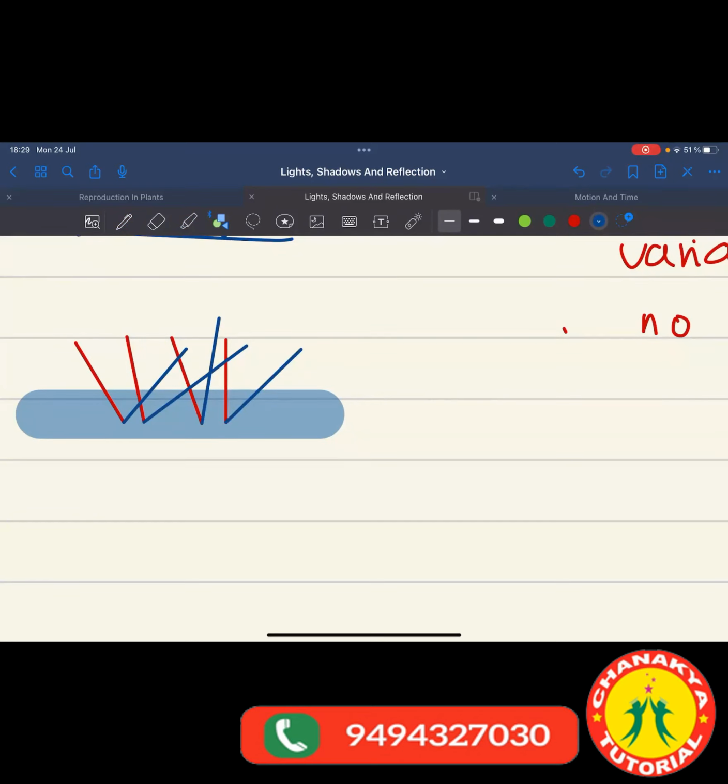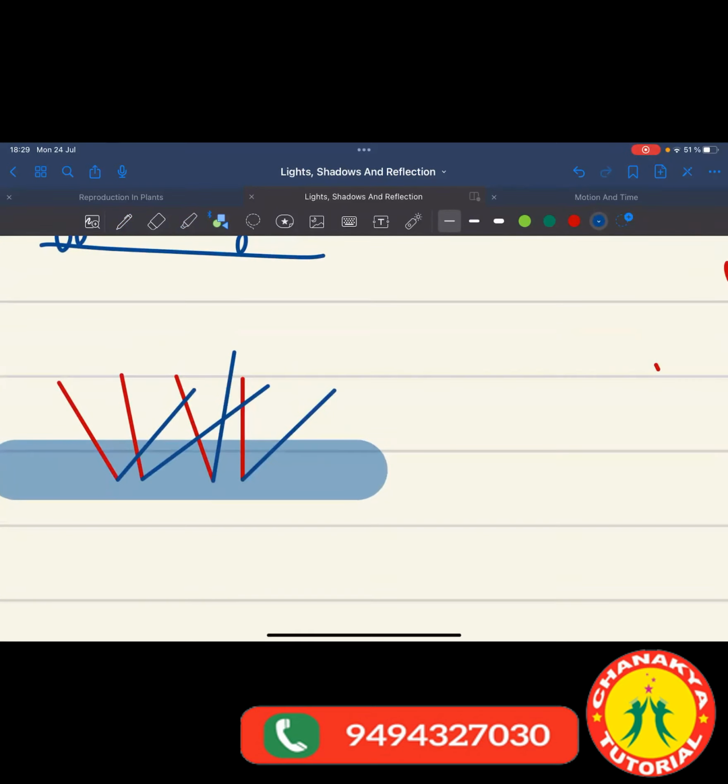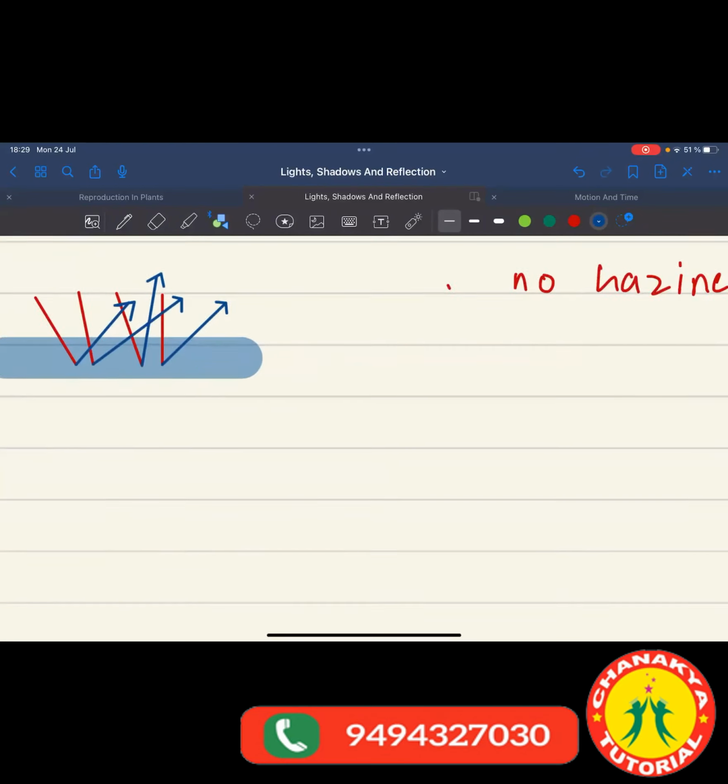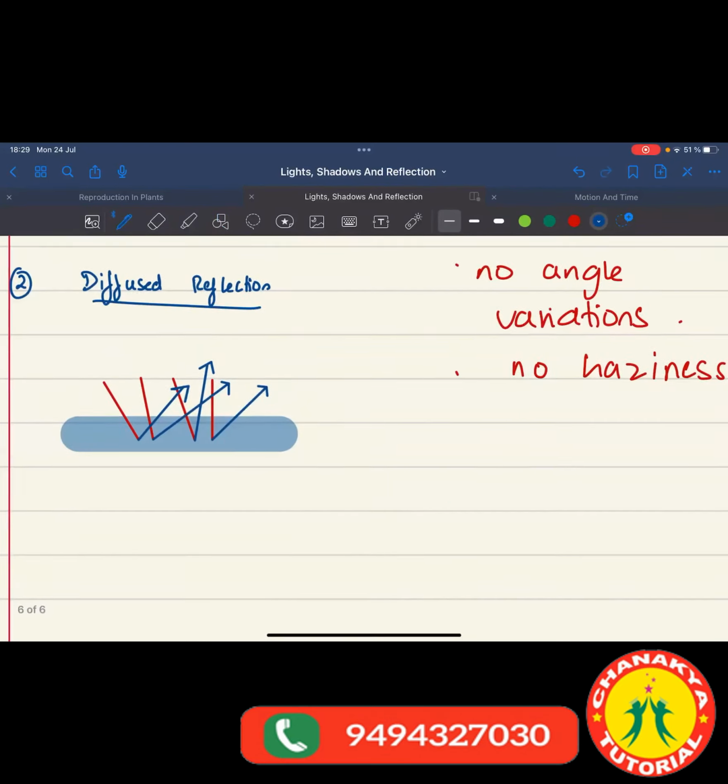This is how your reflection will be. Can you see the difference? The wide variety of difference between normal specular reflection and diffuse reflection. Okay, so this will be in a haphazard manner. So it's not uniform.